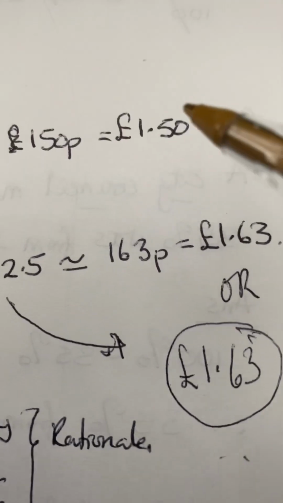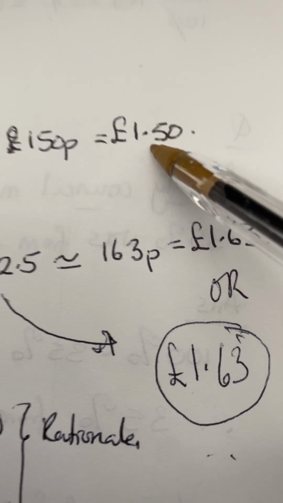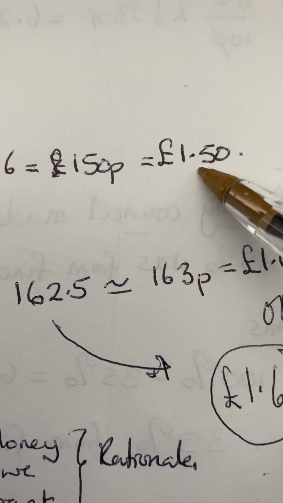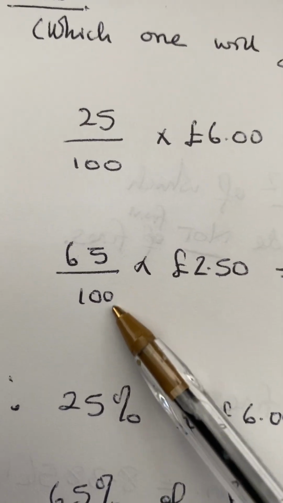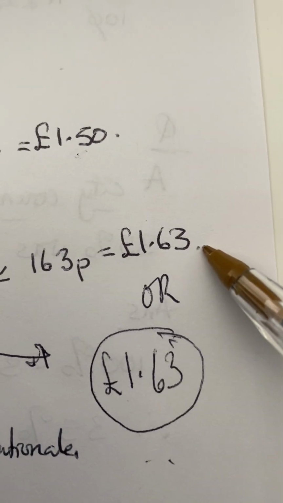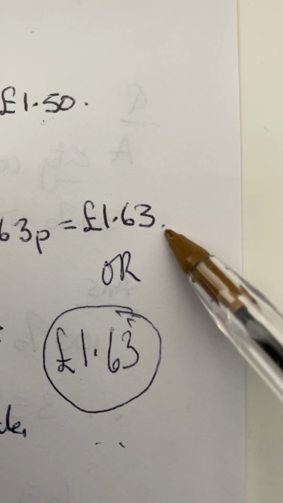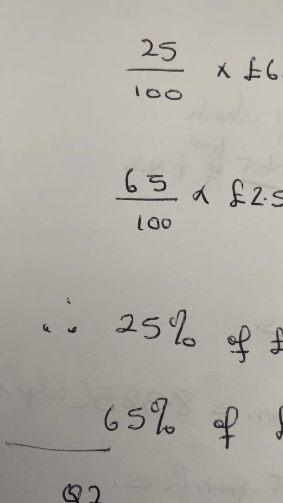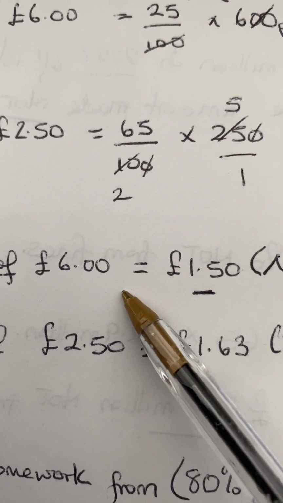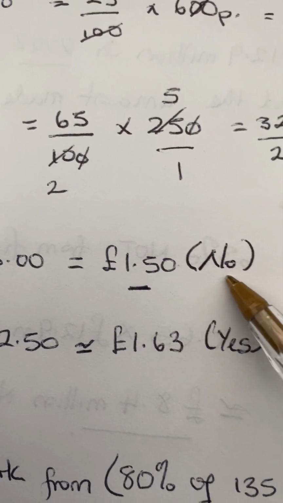Now look at it. The first one, 25% of £6 gives me £1.50. So even though it's £6, I will only get £1.50. The second one, 65% of £2.50, I'm going to get £1.63, which is 13 pence more. So if I have to make a choice, and it's because it's money, 25% of £6 gives me £1.50. I'm going to say no to that.